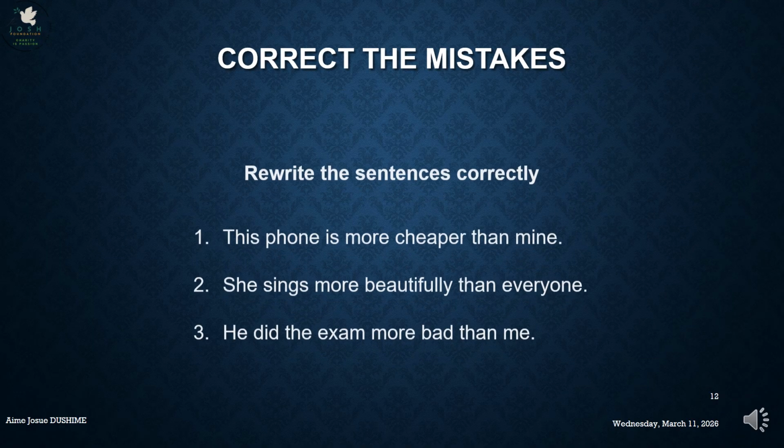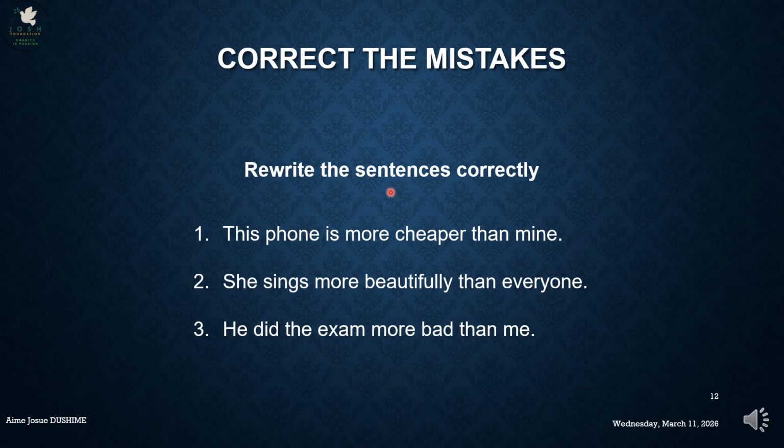Here you're going to correct the mistake. You're going to rewrite the sentence correctly. It's wrong, then you just write it in a correct manner. This phone is more cheaper than mine. She sings more beautifully than everyone. He did the exam more bad than me.